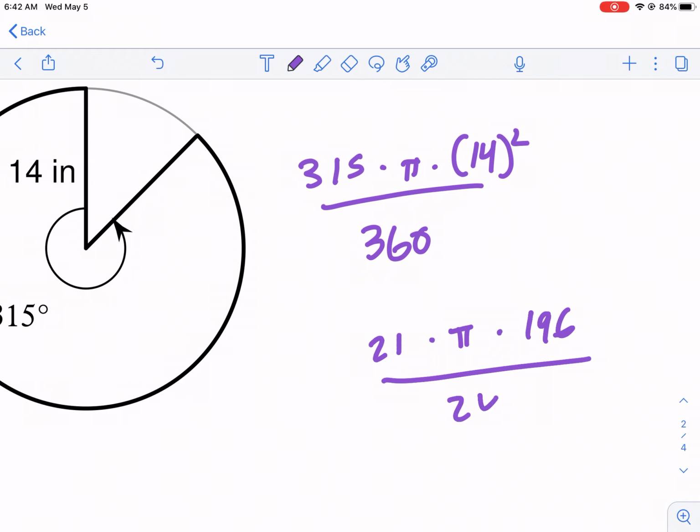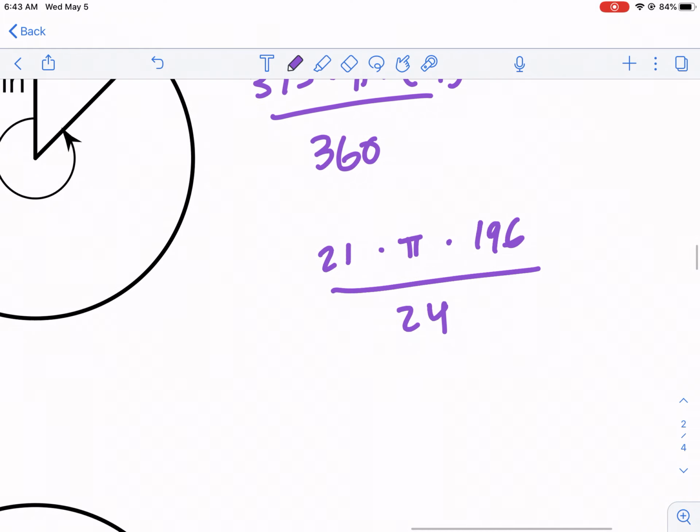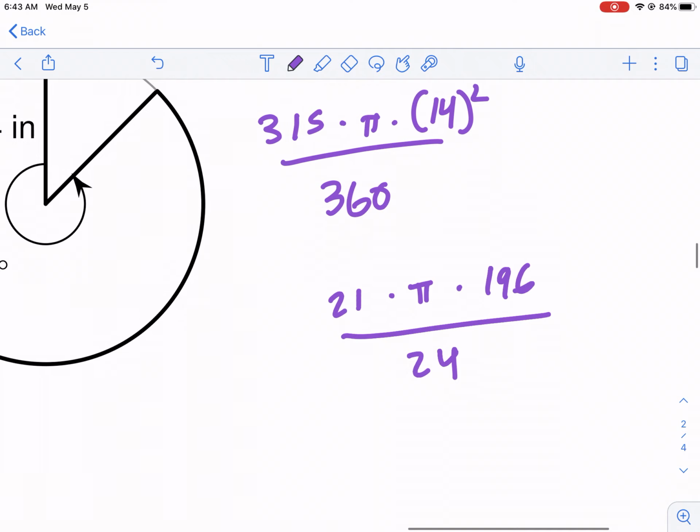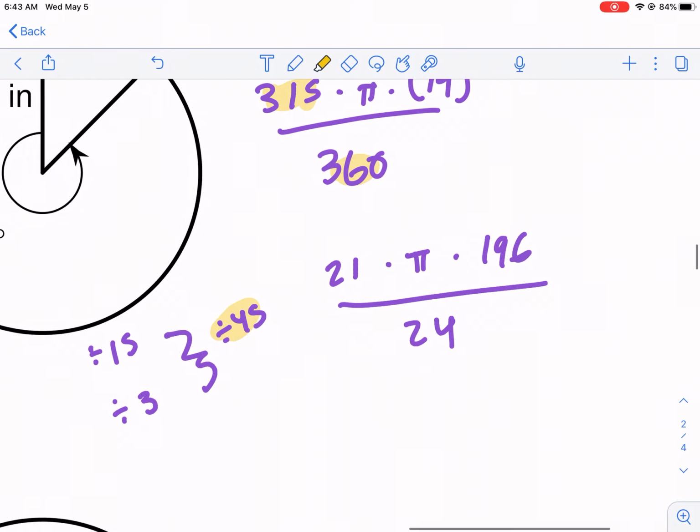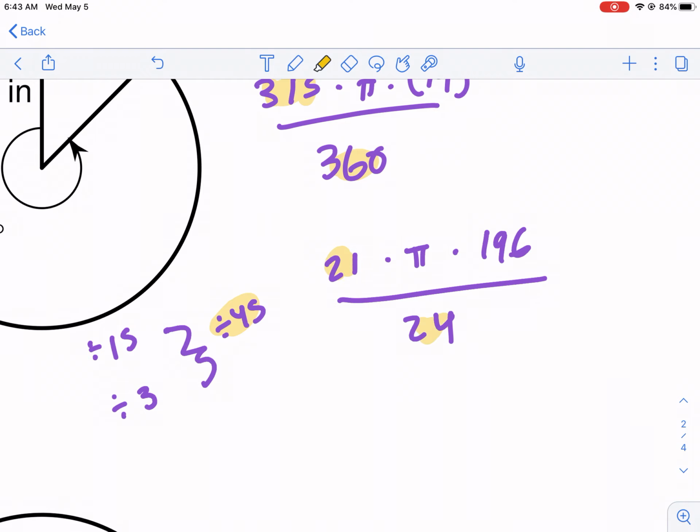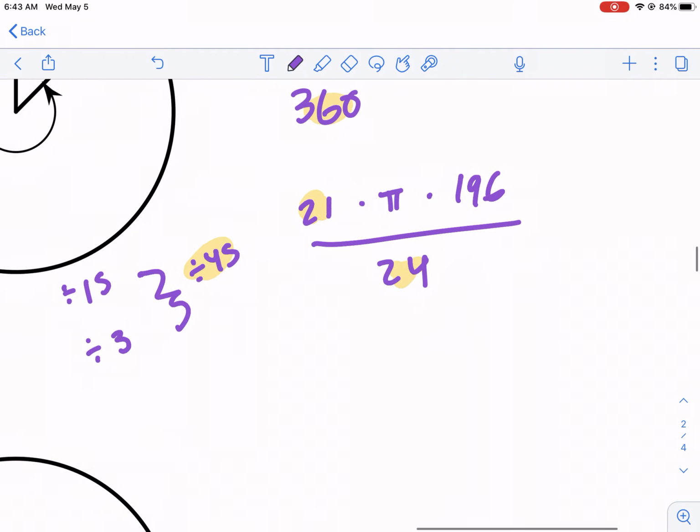Now, I believe I can reduce more, and I can. Both of these are divisible by 3. So really the number was not 15, it was 45. 45 goes into 315 and 360. That's the way you can figure that out. So I divide it by 15, and then I divide it by 3. So you can see I could have jumped ahead and just combined these to divide by 45. I'm just showing you an easier way to reduce these, okay? So you can always do it in segments like I did, but that would have been the quickest way. So I divide that by 3, I divide that by 3, pi times 196.